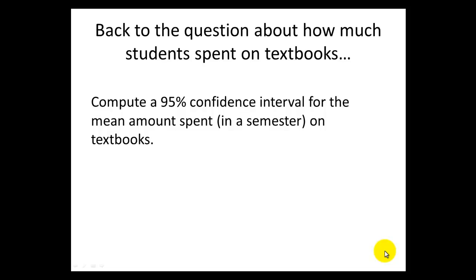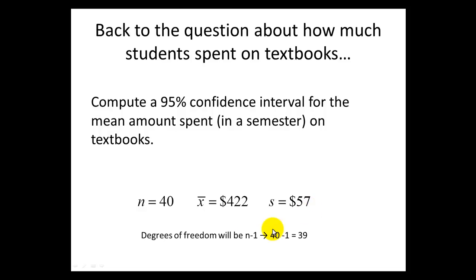Back to the question about how much students spend on textbooks. Let's tackle this by computing a 95% confidence interval for the mean amount that they spent on textbooks. Recall from the beginning of the lesson that we had 40 students that spent a mean of $422 and a sample standard deviation of 57. The degrees of freedom we'll be using for this problem is n-1, in our case 40 minus 1, which is 39.